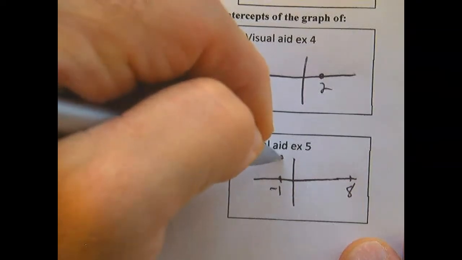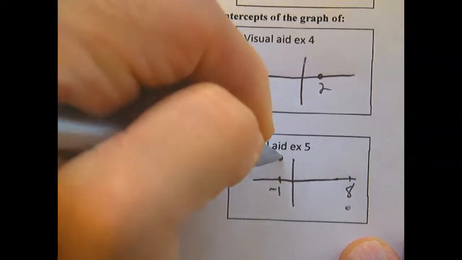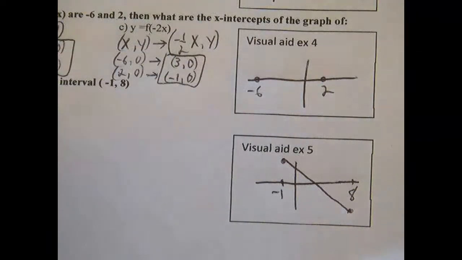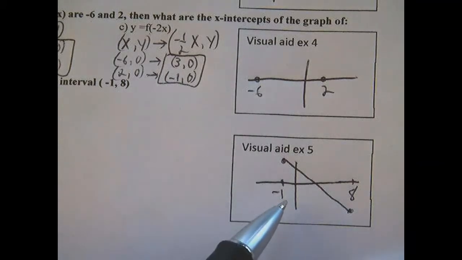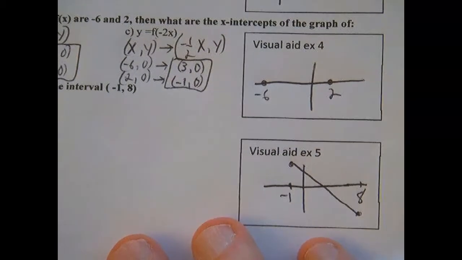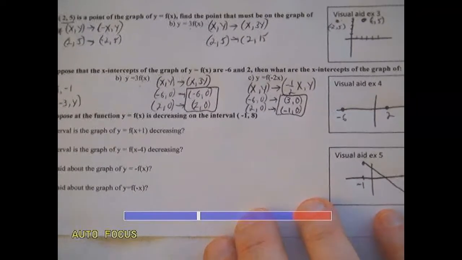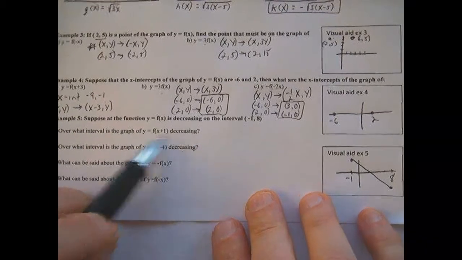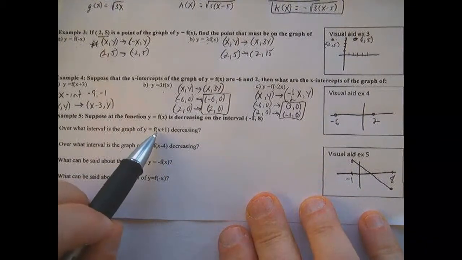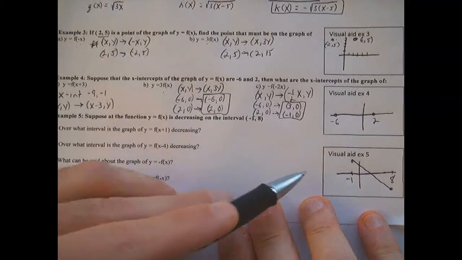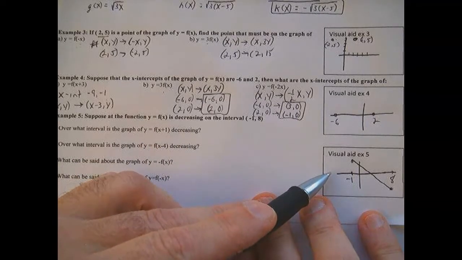So here's what I know. From here to here, it is going down. That is a good enough diagram to answer our questions. Okay, that is a function that's decreasing on the interval from -1 to 8. Now let's see what we need to know about this function. If this is f of x, where will f of x plus 1 be decreasing? Well, f of x plus 1 will move this function over 1 unit to the left, right?